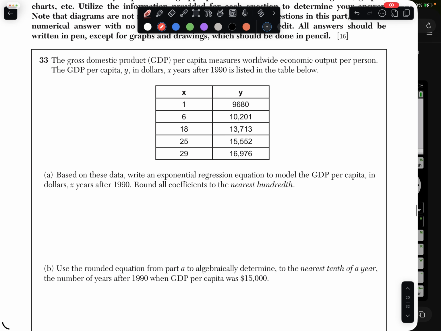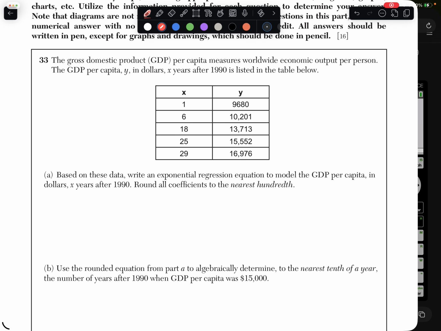Okay. All right. The GDP per capita measures worldwide economic output per person. The GDP per capita y in dollars, x years after 1990 is listed in the table below. Based on the data, write an exponential regression equation to model the GDP per capita in dollars x years after 1990. Round all coefficients to the nearest hundredth.